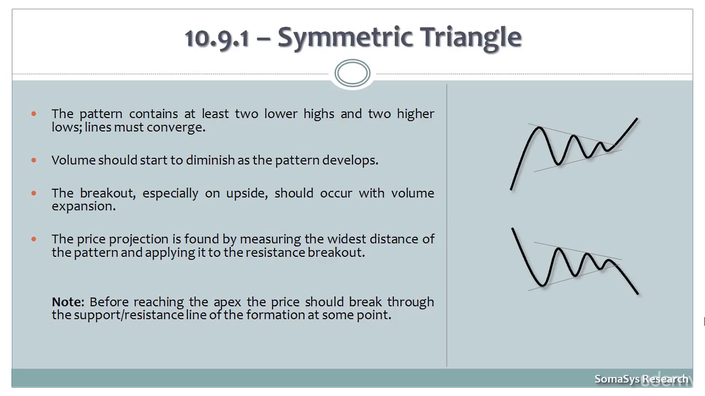Now there are two methods to estimate the potential target after the breakout. First, the widest distance of the symmetrical triangle is measured and then applied to the breakout point. Second, a trend line can be drawn parallel to the pattern's trend line that slopes in the direction of the break. The extension of this line will mark a potential breakout target.